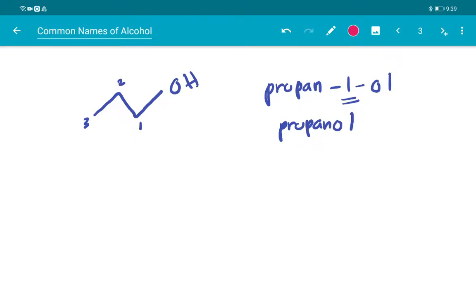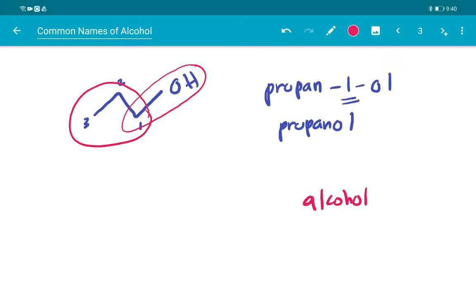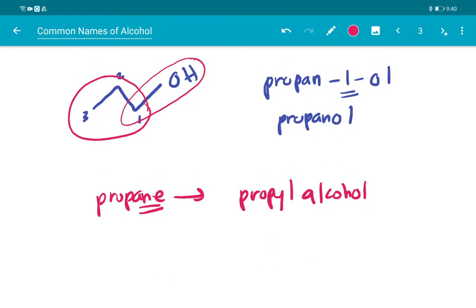The common name, again, as long we identify the attachment of carbon with the OH, we know that this is an alcohol. Okay, and any carbon attachment to the alcohol will be named as an alkyl group. So we have 3 carbon, which is propane. We're going to convert it into an alkyl group, therefore it will become propyl alcohol. Please make sure there is space between the 2 words. Okay, propyl alcohol, there will be 2 words.